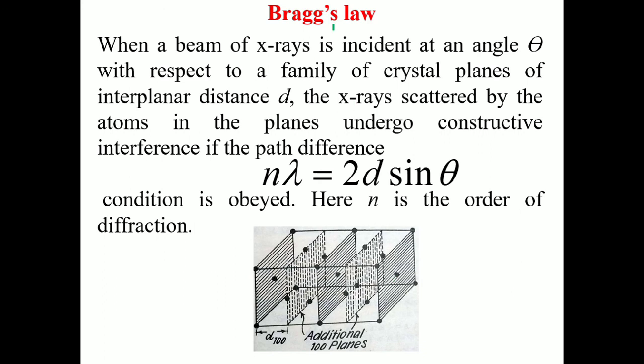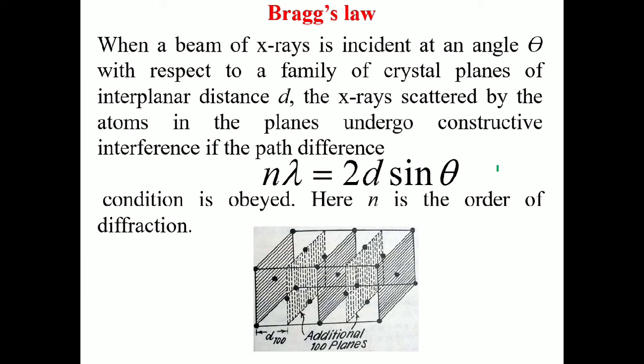Bragg gave a statement in terms of a law which is known as Bragg's law. According to him, if a system of atoms has to diffract the X-rays, then it has to satisfy a condition given by n lambda equal to 2d sin theta, and if that condition is satisfied, the diffracted rays will undergo constructive interference and give rise to high intensity radiation, which is required for our studies.